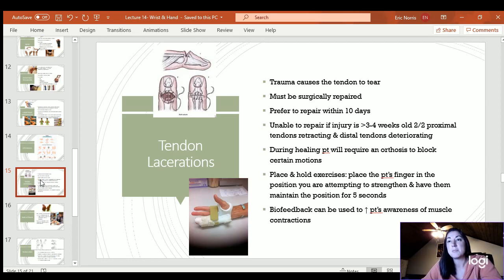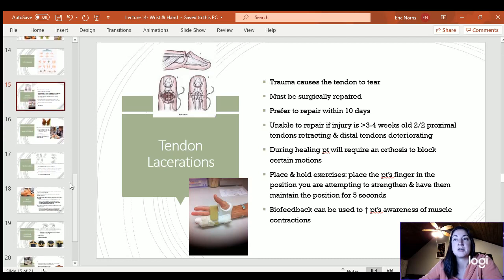You could use some biofeedback to increase their awareness of muscle contractions. You just have to make sure you have a small enough biofeedback machine or pads, whatever you're using, to be specific. I've seen people cut the pads to fit that area, but you also have to be really careful how much stimulation you do because it's such a tiny area.